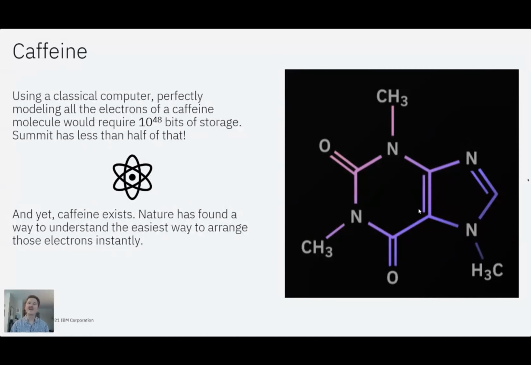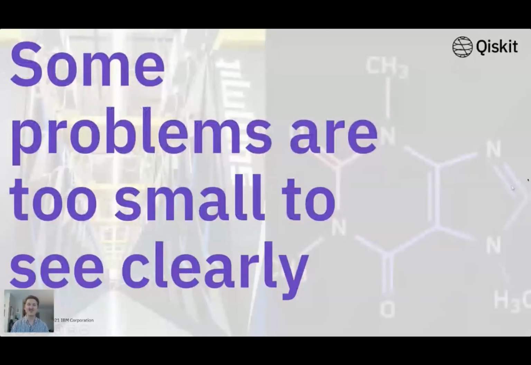And yet, caffeine still exists. Even though our computers can't perfectly model what caffeine looks like at one single instance, where all the electrons are, how they're interacting with each other, what bonds have been created, nature has already found a way to understand what caffeine should look like. So nature knows the answer already, right? Our computers are just trying to catch up with it. This just goes to show that some problems, like a caffeine molecule, are too small for us to see clearly.